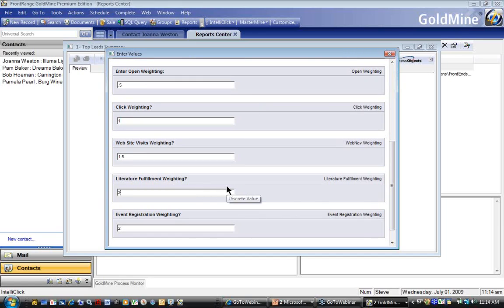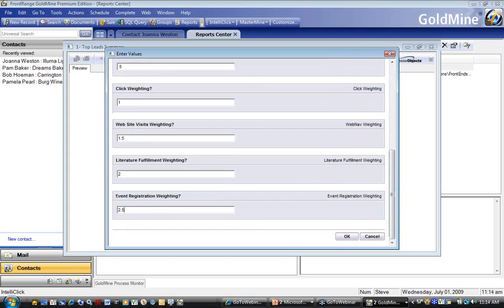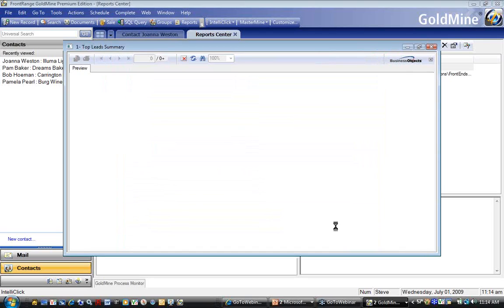We'll have literature fulfillment remain at 2, and if people actually sign up to spend time with us with an event registration, we'll set that to be our highest value of track data, so that as we profile and score these people, we set the benchmarks we're using for this.